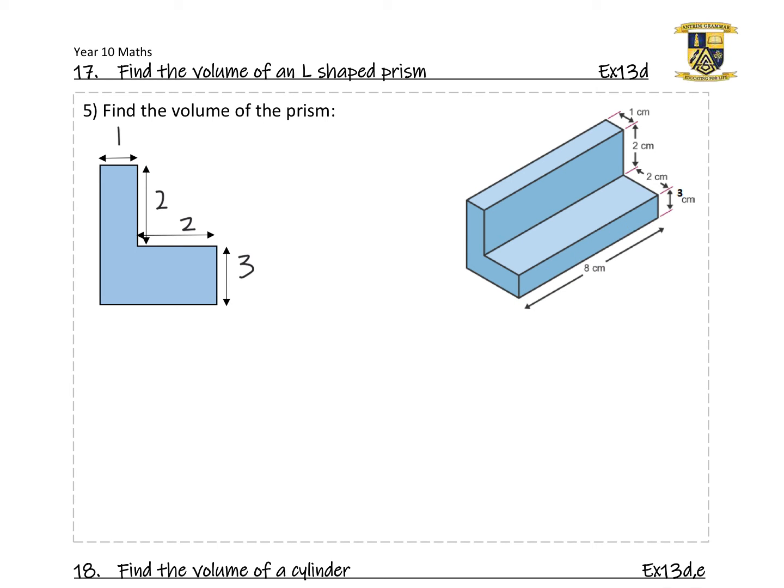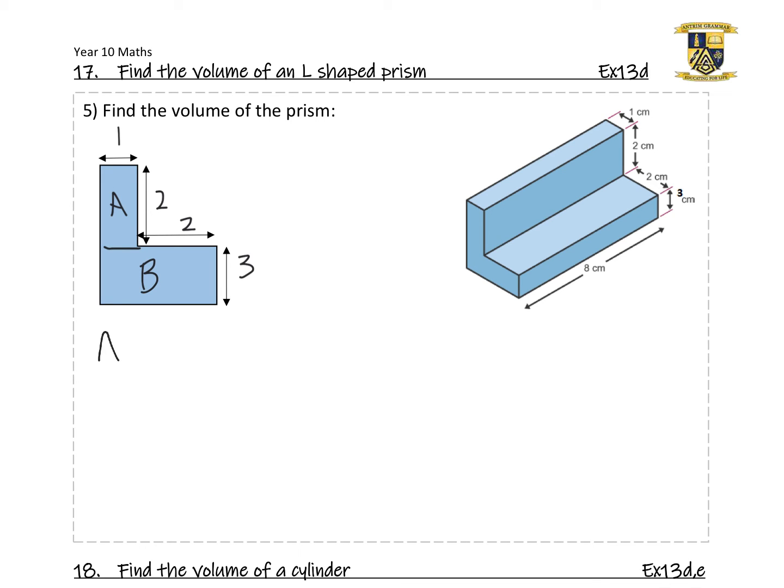It's the length of the shape. So we need to work out the area of this L shape. And to do that, we can cut the shape into 2 rectangles. So I'm going to divide it horizontally. And we've got a rectangle at the top and a rectangle at the bottom. And we'll call them A and B.